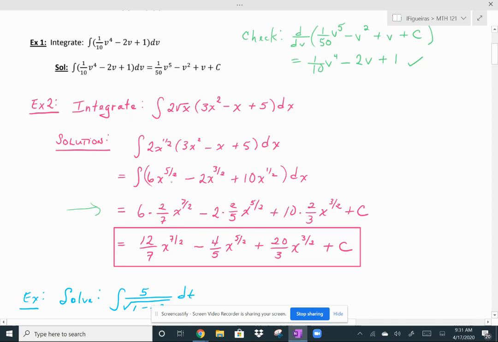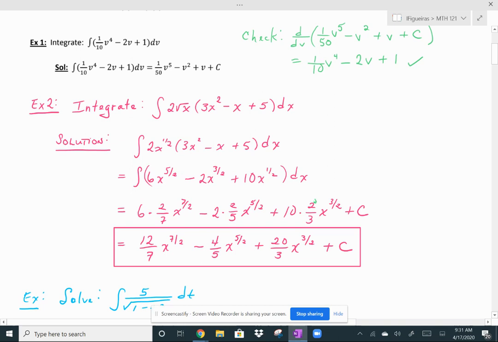So where did all these numbers come from? You add 1 to the exponent and then multiply by the reciprocal. So 5/2 plus 1 is 7/2. The reciprocal of that is 2/7. So the 2/7 gets multiplied by the coefficient of 6. Similarly, we add 1 to 3/2, that gives us 5/2, multiply by the reciprocal, which is 2/5, and also bring down the 2. That was the coefficient before. Same thing here, add 1 to 1/2 gives us 3/2, multiplied by the reciprocal, which is 2/3, and the 2/3 gets multiplied by 10.